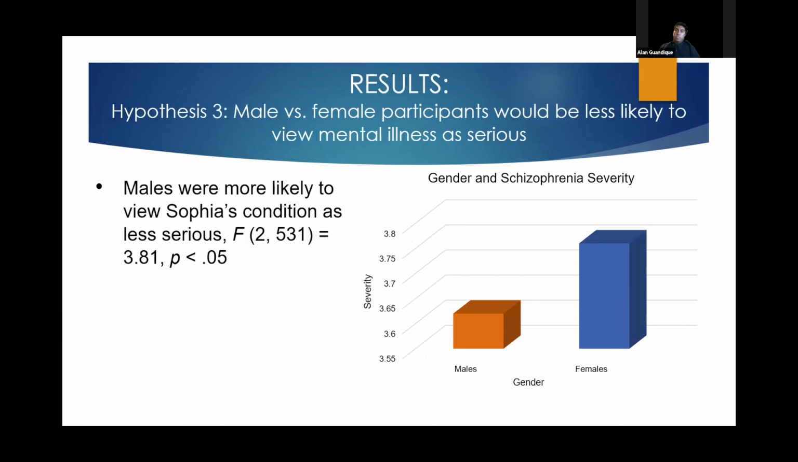Our third hypothesis, male versus female participants would be less likely to view mental illness as serious, was again partially supported, with males more likely to view Sophia's condition as less serious. You can see this again in the graph on the right, with males having a lower severity rating than females. And although not significantly different, again, males did have less severity rating than females when referring to Michael's condition.